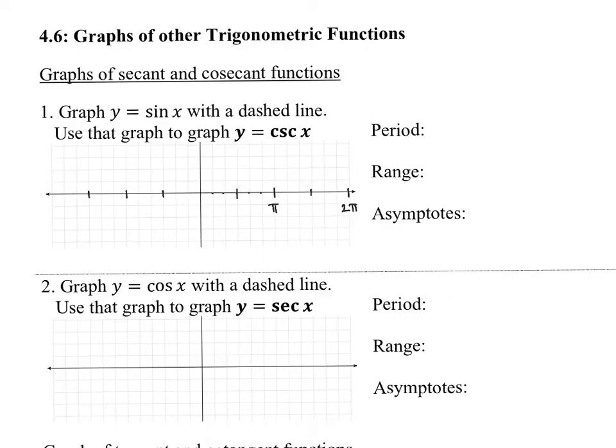Okay, I'm going to graph y equals sine x with a dashed line, and I'm going to use that to figure out the graph of cosecant x. Once we graph this more, we will not graph sine x to get cosecant, but we will use the values. Okay, so if I was graphing sine, the sine of 0 is 0, the sine of pi over 2 is 1, sine of pi is 0, sine of 3 pi over 2 is negative 1, and then it goes back to 0. And then if I went in the negative direction, I would just follow the same pattern. I'm going to go ahead and make this a dashed line.